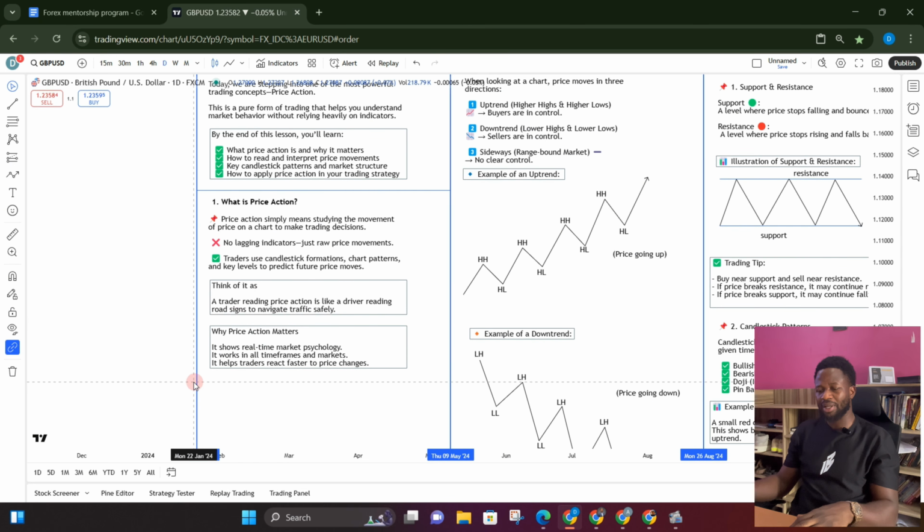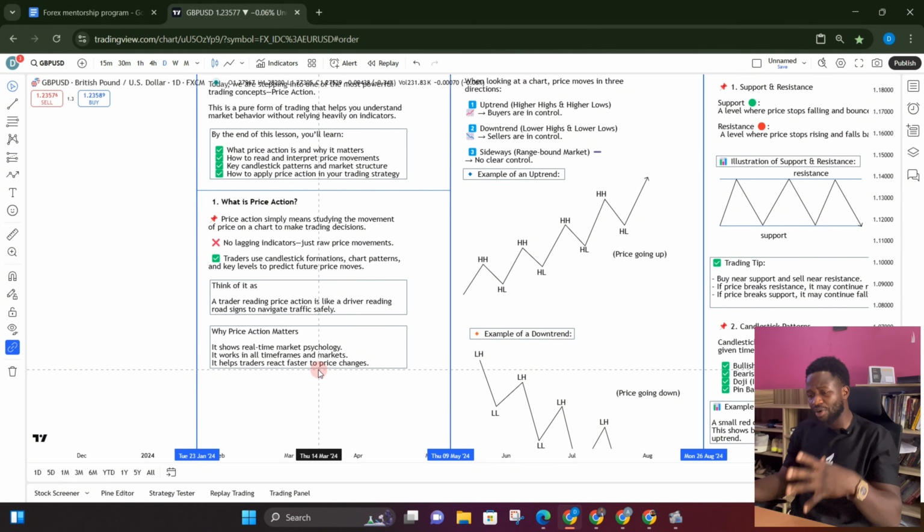So price action is how to understand how these things work. So why does price action matter? Number one, it shows real-time market psychology. Number two, it works in all time frames and markets. I told you at the beginning, I think week one, that when you grab the knowledge of what we are doing, you can analyze cryptocurrency, you can analyze the stock market, basically everything, because it is the same.